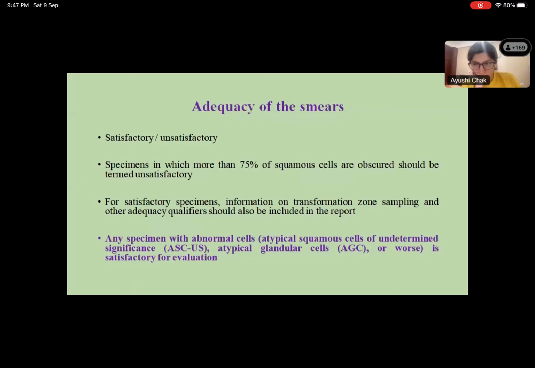So the transformation zone is where the epithelium is the thinnest. And the HPV can easily reach through micro wounds in the epithelium. Which part of the epithelium?